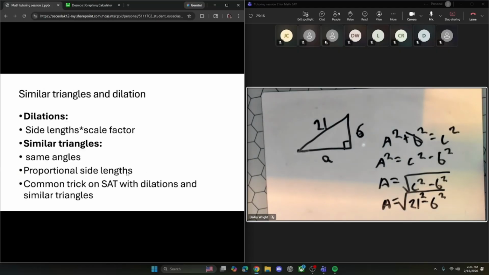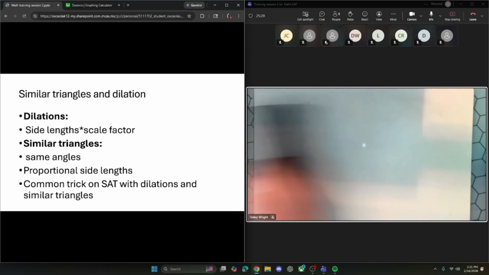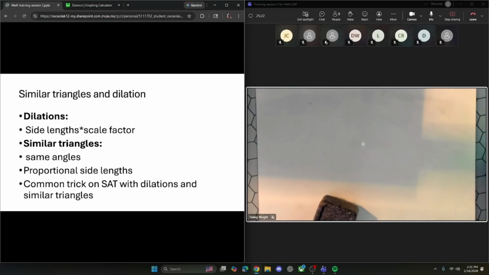Alright, similar triangles and dilation. Dilations are another thing that are not that important in my opinion on the SAT. You don't see many of them, but the SAT does have a trick question with dilations, which we will go over.